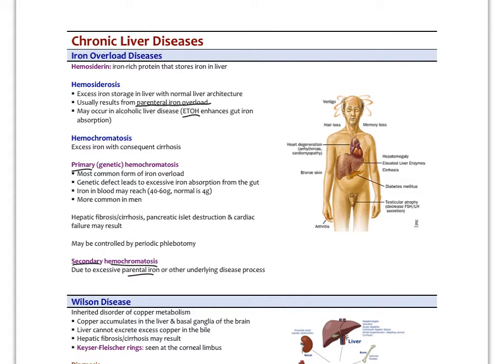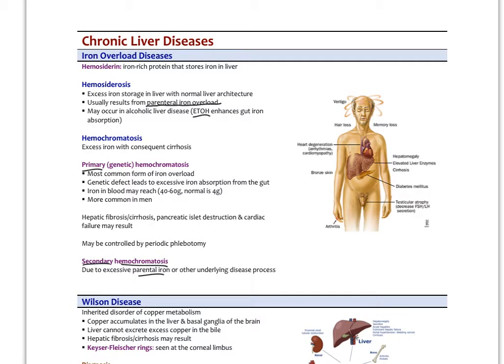And that ultimately results in hepatitis and going to progress into cirrhosis, as well as destroy the pancreatic islets, where it might result in diabetes, and it accumulates in the heart muscle, resulting in heart failure. So the main treatment for this is periodic phlebotomy, to just get the iron out of the body to detox it that way. So that's hemosiderosis and hemochromatosis.